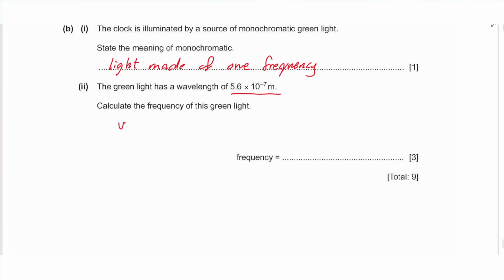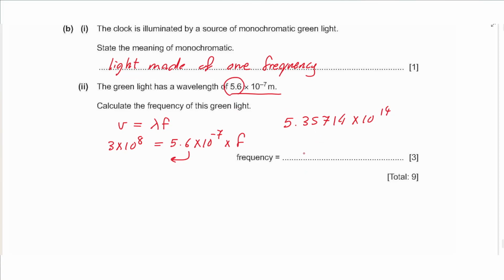So we can use the equation that the speed of a wave is equal to the wavelength multiplied by the frequency. But for light, we should know that the speed of light is 3 times 10 to the power of 8 meters per second. So 3 times 10 to the power of 8 meters per second is equal to 5.6 times 10 to the power of negative 7 multiplied by the frequency. We move this to the other side by division, and we get a frequency of 5.35714 times 10 to the power of 14, and we can approximate that to two significant figures according to the number of significant figures in the question. That makes an answer of 5.4 times 10 to the power of 14 hertz, which is the unit of frequency.